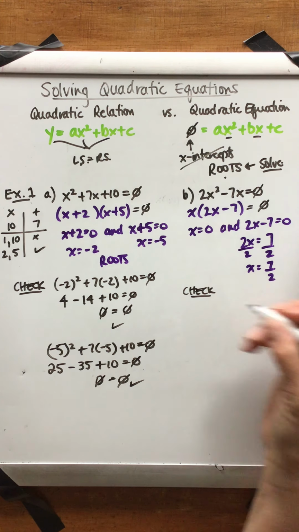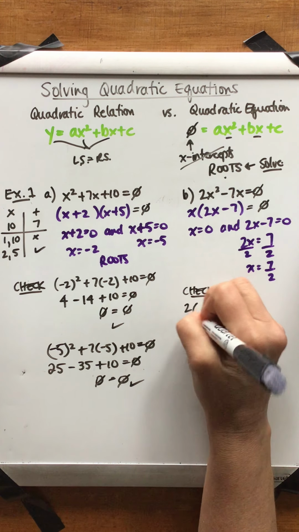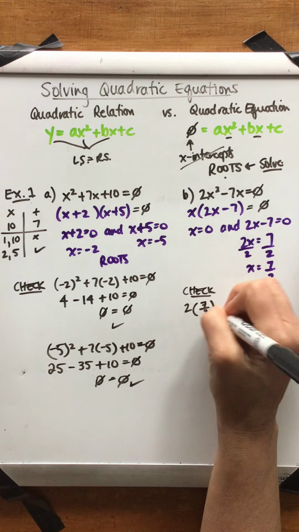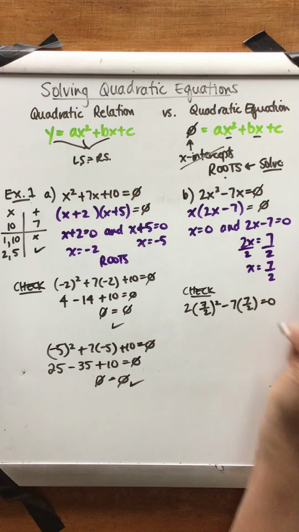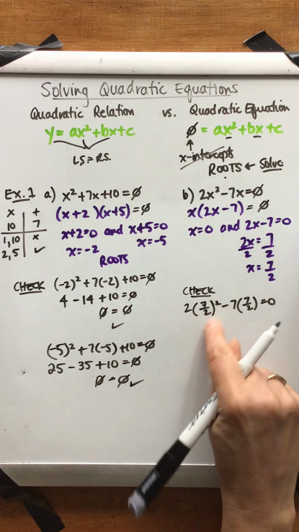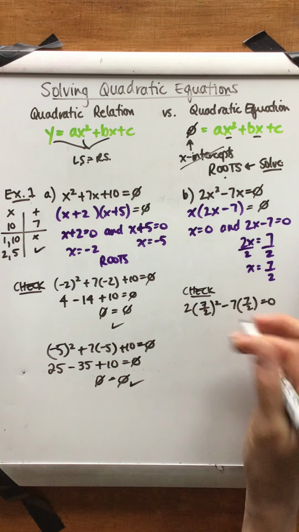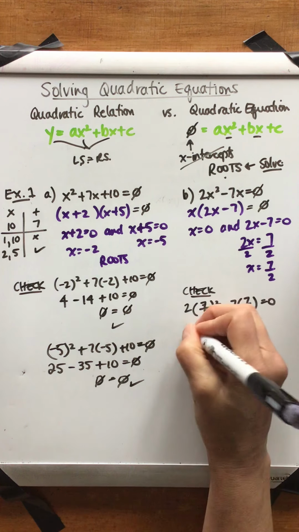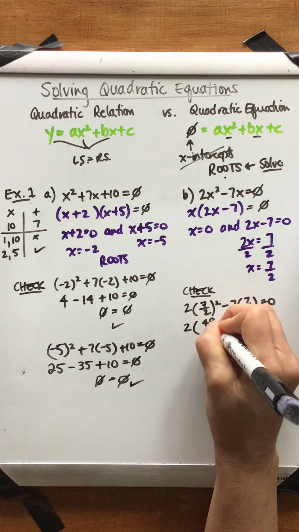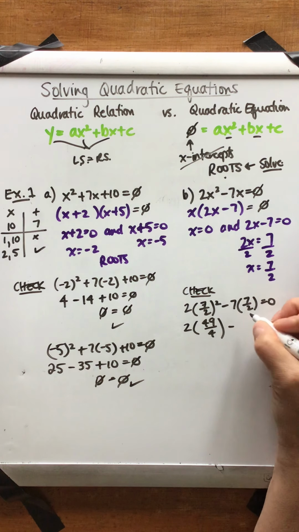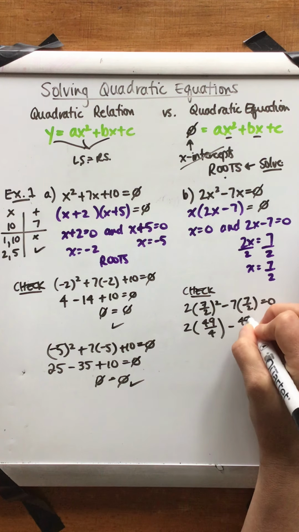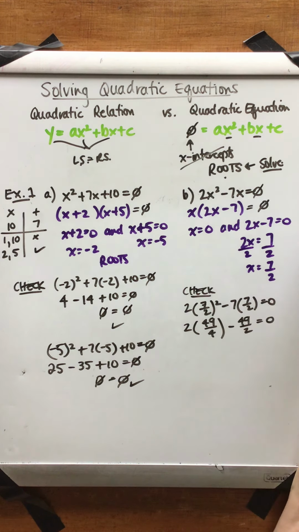Let's check the 7 halves one. So let's do 2 times 7 halves, quantity squared, minus 7 times 7 halves equals 0. I have to do exponents first before I do multiplication. So 7 halves times 7 halves is 49 over 4. Minus, I can multiply this out if I like. It comes out to 49 over 2 equals 0.